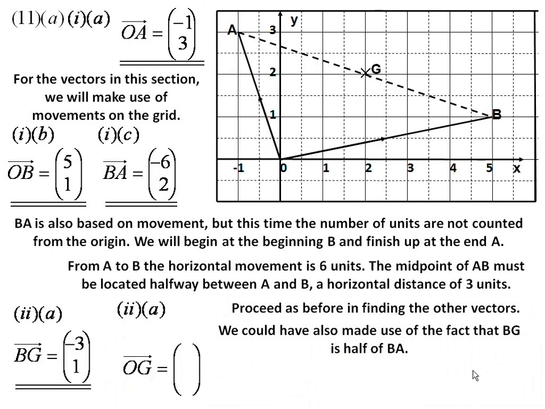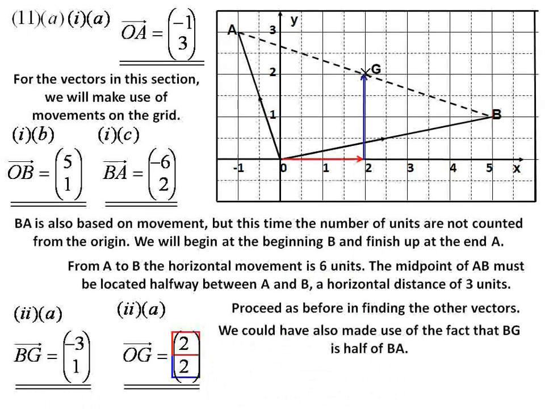What do we have? OG, that's the next one. To go from O to G, we go 2 units here, and then another 2 units there. The computer had me blindsided a bit, but because they are both 2, in the end I was not defeated.